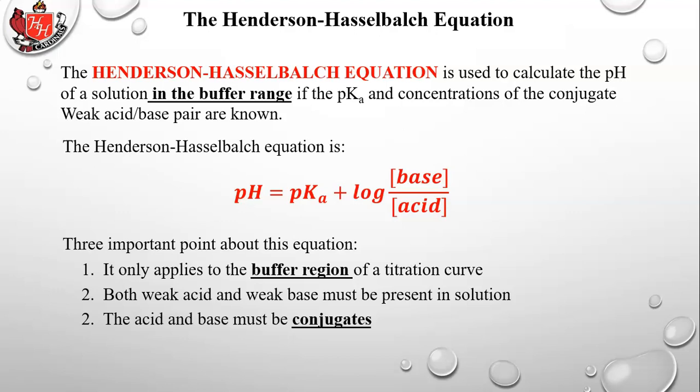Three important points about this equation. It only applies to the buffer region of a titration curve. Both weak acid and weak base must be present in the solution. In other words, in that equation, if either the base or acid is 0, then the equation is undefined. You can't use the equation. You have to have both in the solution. And that actually should be number 3 down there. The acid and base must be conjugates. Can't just pick any weak acid and any weak base. They have to be conjugates.